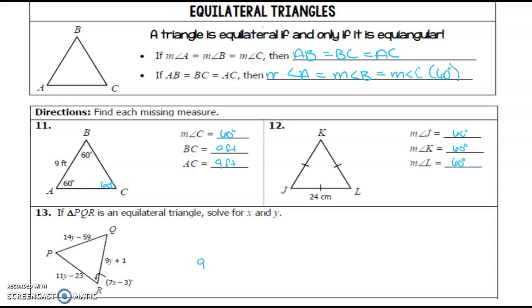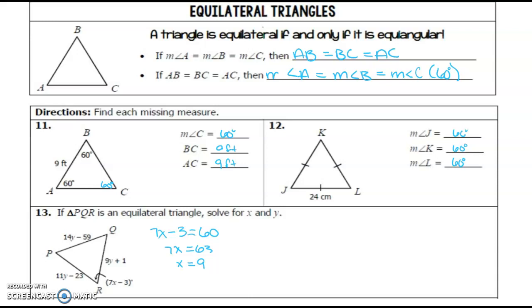So you want to solve for x and you want to solve for y. So let's just take a look at this triangle so far. We know the angle has to be 60 degrees if it is an equilateral triangle. And we know that it's an equilateral triangle because it tells us that. So the first thing I did is I set 7x minus 3 equal to 60. There is another way that you can do this that I can show you in a second. So I'm going to solve for x first. And so when you solve for x, you should get x equals 9.